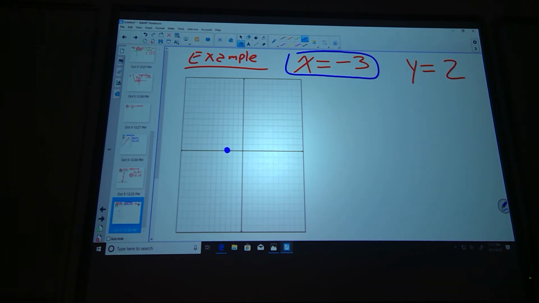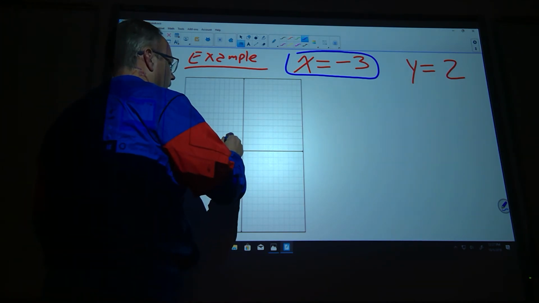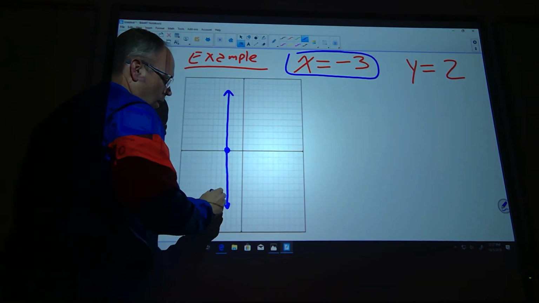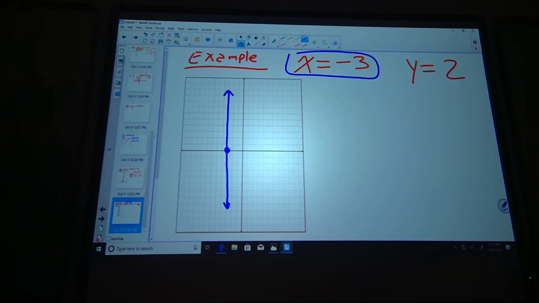Okay. X is a special case. X is very close to V, and that means it's vertical. Vertical is very close to U, which means undefined. Right? So this is a vertical line like this. Vertical line, undefined slope. It's not increasing or decreasing. It's undefined. That's what that looks like.